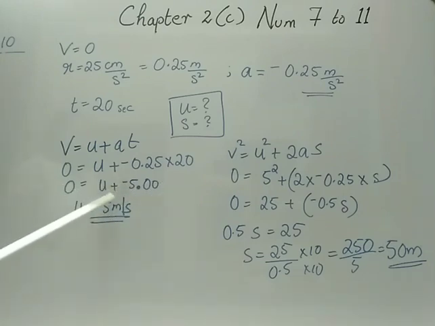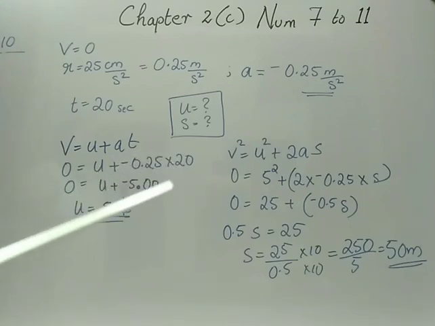0 is equal to u plus negative 5. Negative 5, when it goes to the LHS side, what will happen? It will become positive. So u, let it be there itself. Negative 5 moved to this side will become positive 5. So you got initial velocity u is equal to 5 meter per second.